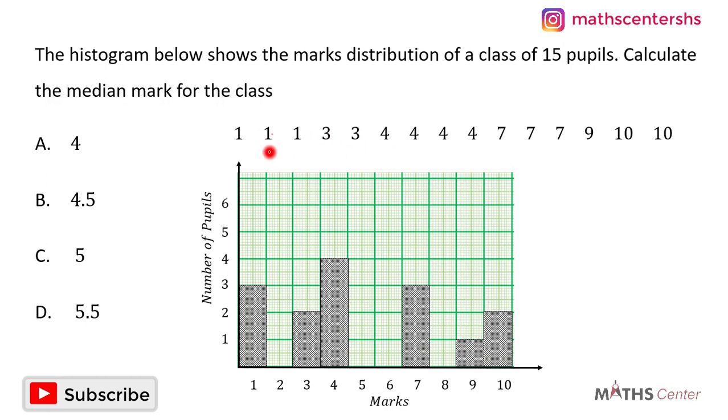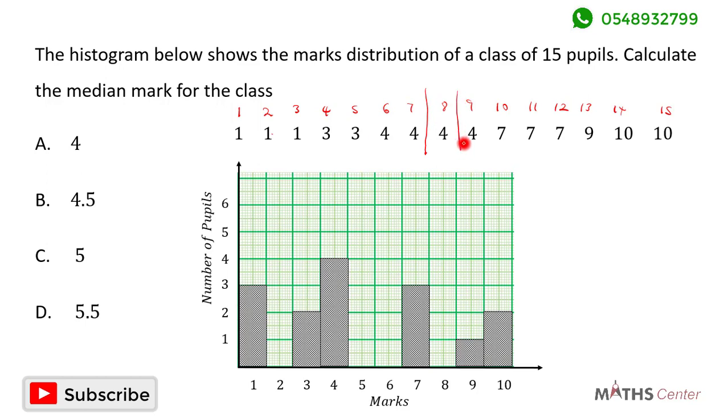The median mark will be the mark at the middle of the distribution. We have 15 pupils in the class. So this is the first one, this is the second one, this is the third one, fourth one, fifth, sixth, seventh, 8th, 9th, 10th, 11th, 12th, 13th, 14th, and 15th. The median will be the mark at the middle. Since it's 15 in number, we will have 7 on the left and 7 on the right.